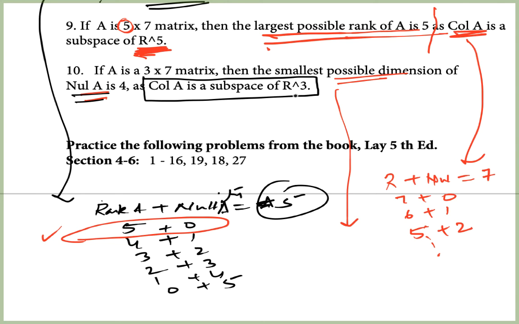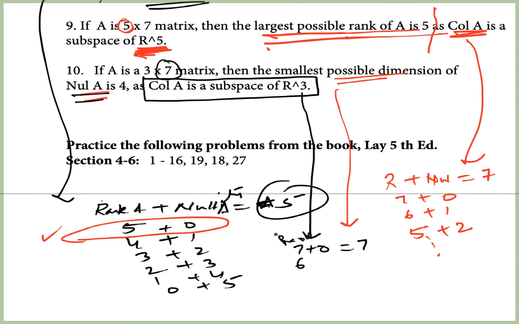Okay, so let's look at this scenario, because 7 is the rank nullity theorem. We have 7 here. So what are the possible ways to get it? It can be 7 plus 0, not possible. Remember, the first number represents the rank, because the column space is R3. So 6 will not work.